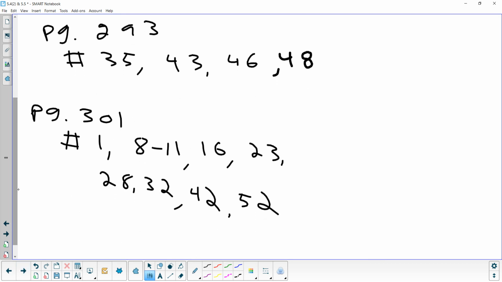So that's homework for tonight. 293, I think that's the power model. So you will need a calculator to find the power model. And page 301, that looks at the second part of what we did. A little bit with transformations on logs, change of base formula, graphing, and then there is a Richter scale problem. Somewhere it's between 32 and 52. It's one of those.